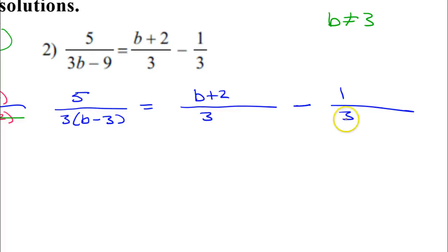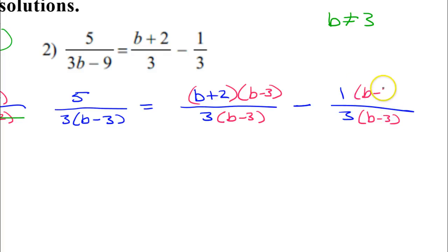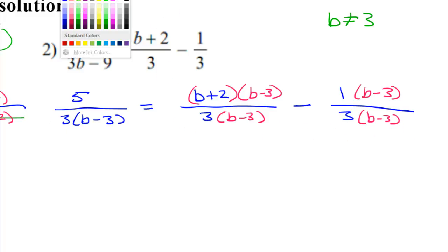All of the denominators have a 3 in it, so that's great. But this denominator has b minus 3, so I'm going to need a b minus 3 here. I can add that extra b minus 3 in only if I do the same thing in the numerator. And I'll do the same thing here. B minus 3 and another b minus 3. Now the denominators are all the same. So I can cancel those denominators out now.